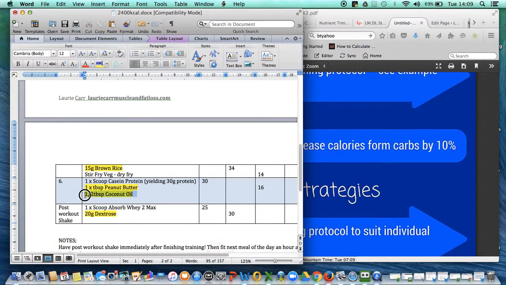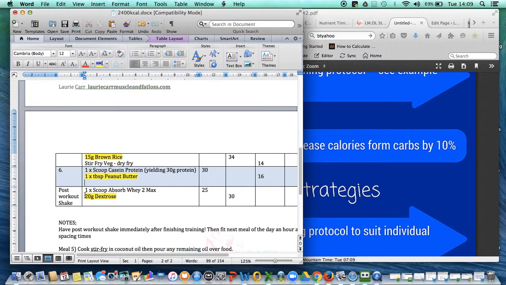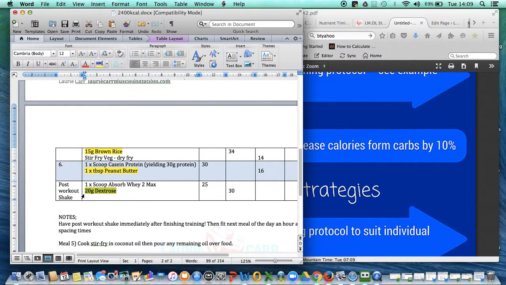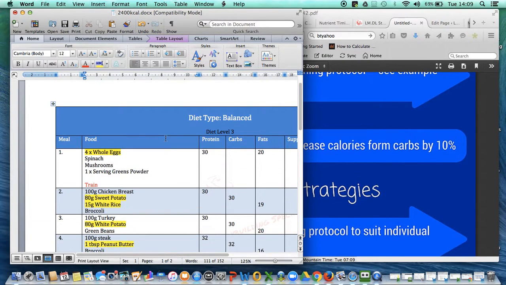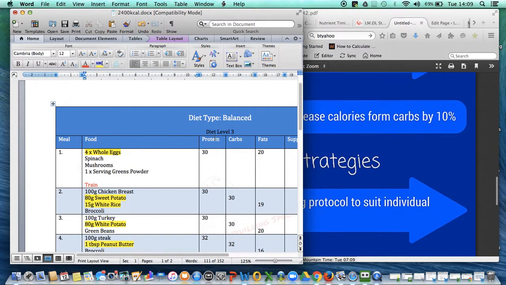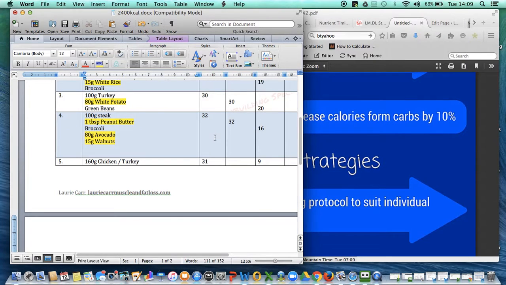Let's take this out. And then at this stage I might just get rid of the dextrose. And that's it. So that's a 10% reduction in total calories from the carbs and the fats, and then you stick with that until your weight slows up again.